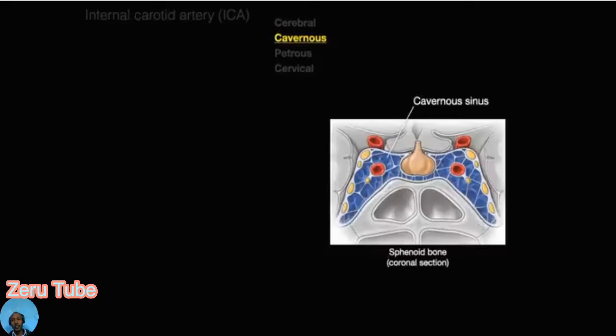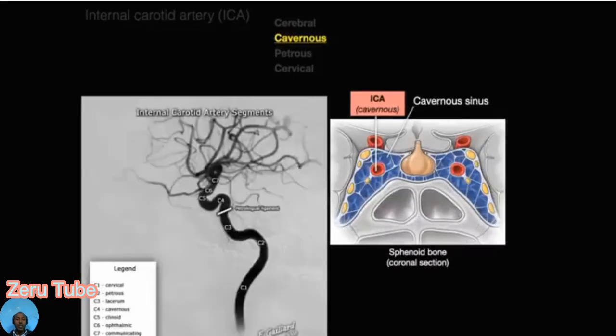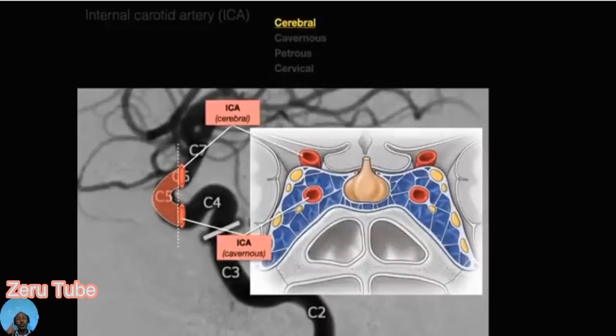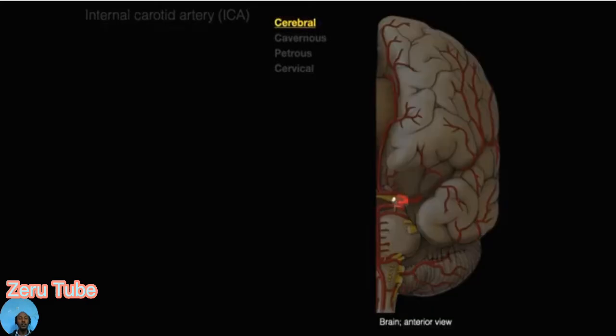This is the cavernous sinus, look, and there is the internal carotid artery within the cavernous sinus. So this is the third part of the internal carotid artery. If there is any pathology within the cavernous sinus, there may be occlusion of the internal carotid artery. So we should be careful: if intracranial pressure rises due to the cavernous sinus, there may be occlusion of the internal carotid artery.